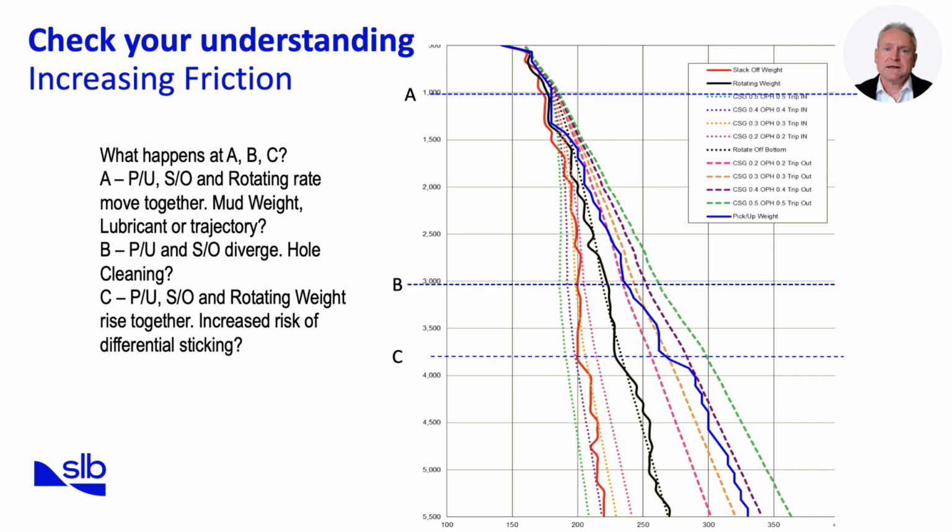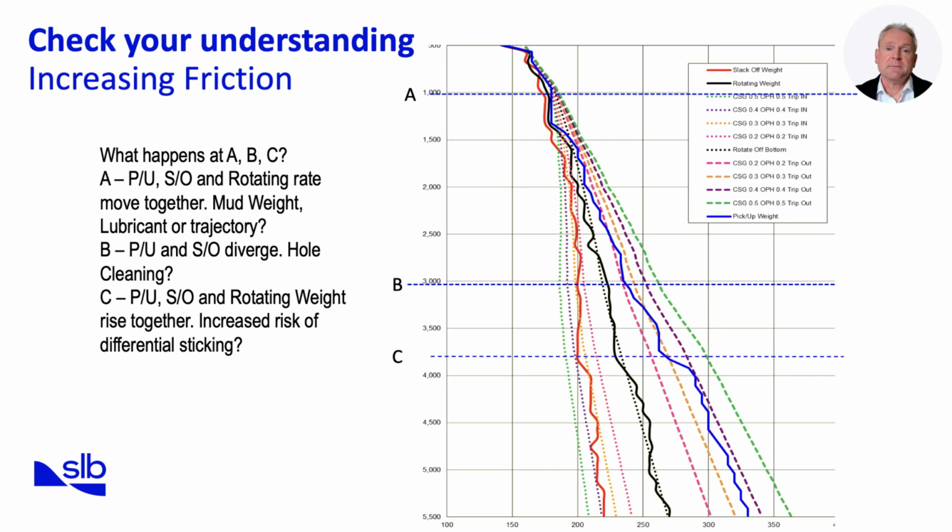Here is a friction analysis exercise. We are asked to interpret what happens at points A, B, and C based on the behavior of pickup weight, slack-off weight, and rotating weight. At point A, we see pickup, slack-off, and rotating weights moving together. This indicates a consistent reduction in friction. The reduction in friction may be due to a mud weight change impacting buoyancy, or the addition of a lubricant, or a change in trajectory compared to modelled.